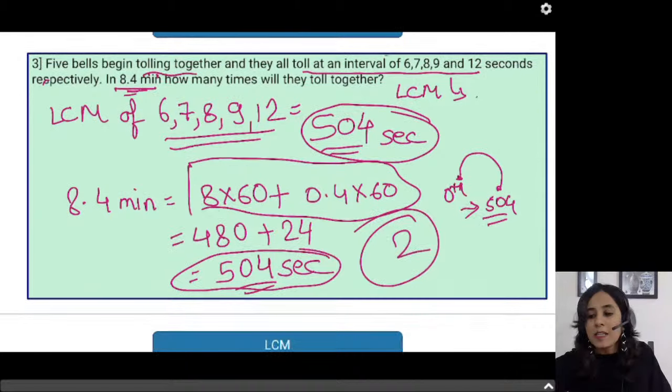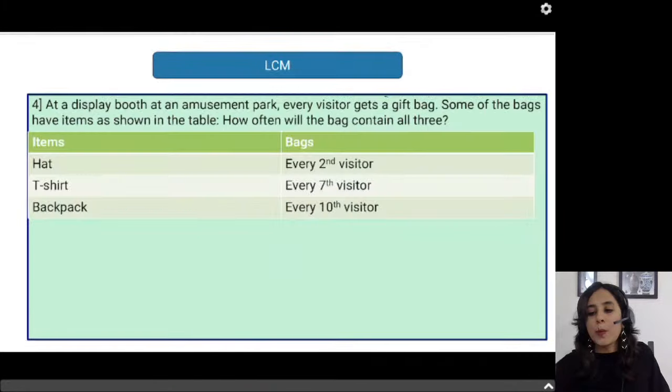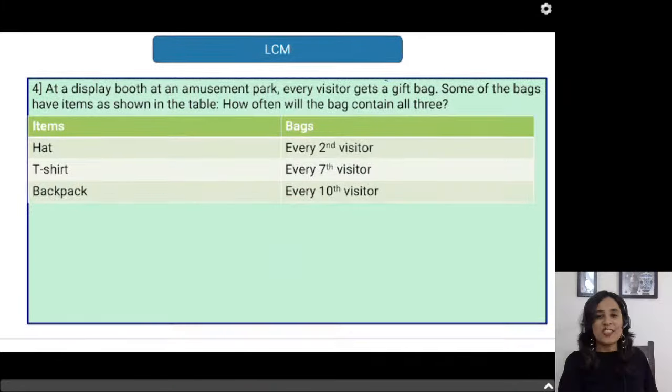Okay, guys. So now let us go to the next question. Now the session has become interesting. At a display booth at an amusement park, every visitor gets a gift bag. Some of the bags have items as shown in the table. How often will the bag contain all three?